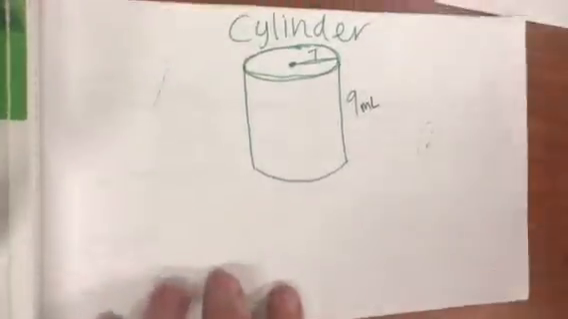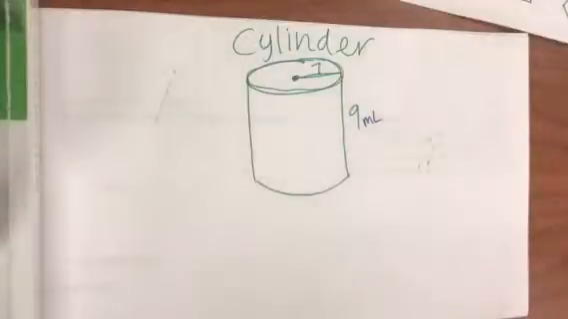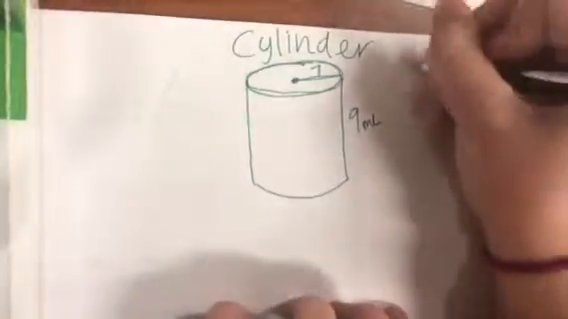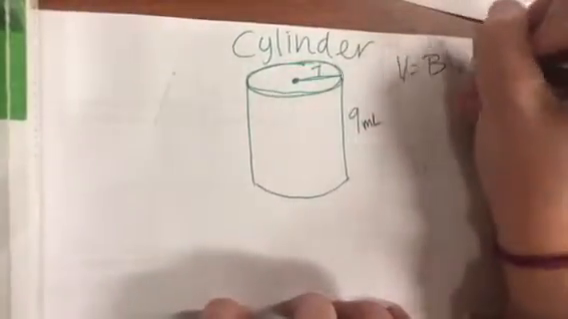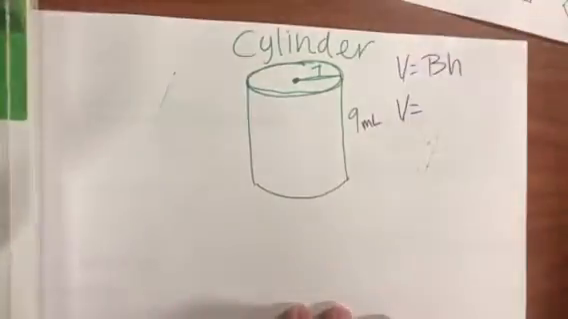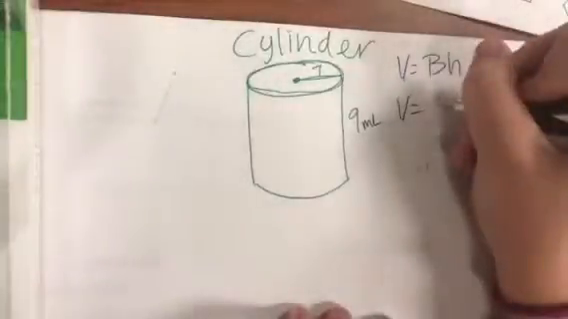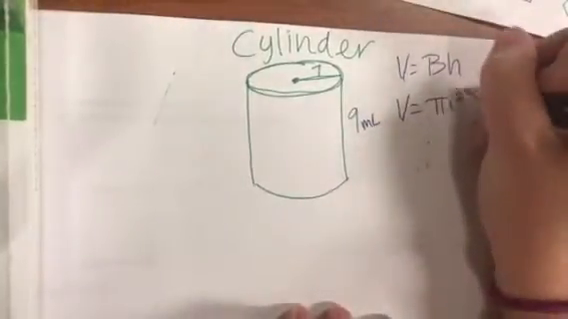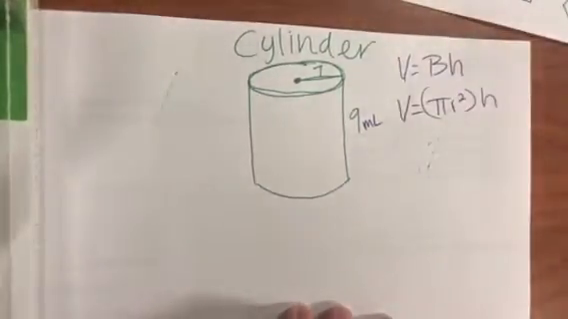Now let's look at cylinders. Since it's the same formula, it's just with a circle. So we've got volume equals big B times H. Now how do I find the area of a circle? Area of a circle is pi r squared. Pi r squared times the height of the cylinder.